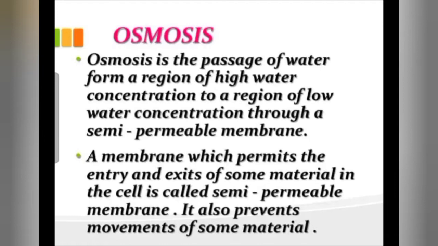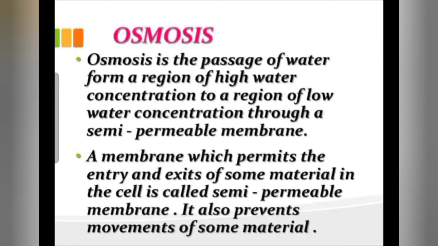The movement of water molecules through a selectively permeable membrane along the concentration gradient is called osmosis. The movement of water across the plasma membrane is also affected by the amount of substance dissolved in the water. So osmosis is also defined as the movement of water molecules from a region of high concentration to a region of lower concentration through a semi-permeable membrane.